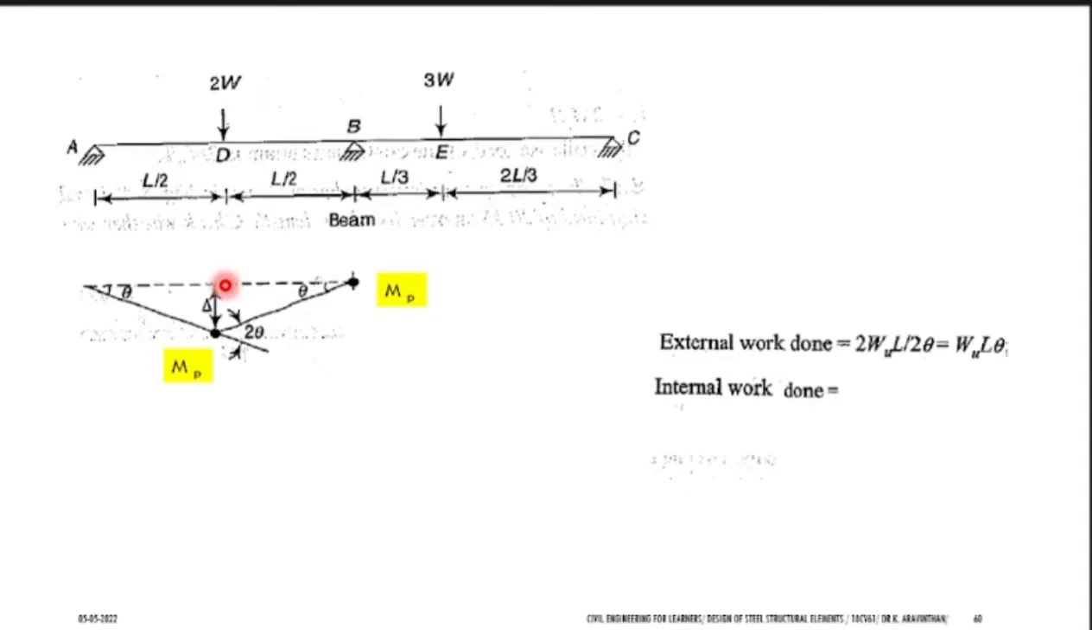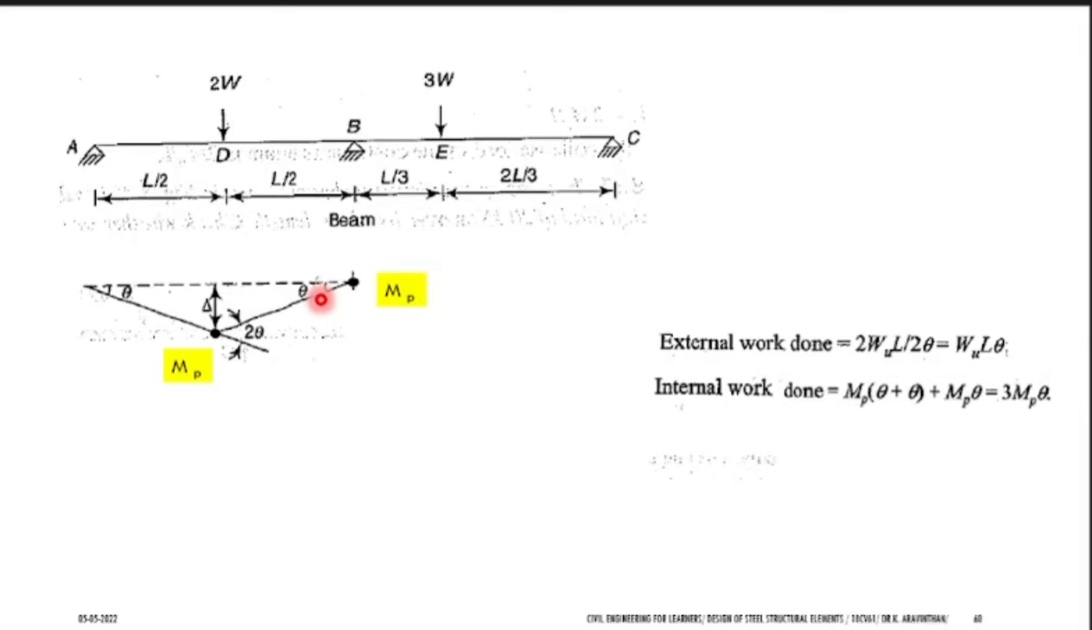What is your external work done? Load into distance. What is the load here? 2W. What is the distance? Theta L by 2. That's all. You will be getting WU L theta. Are you getting this answer? Yes. Then what about internal work done? How many MPs are here? 2 MP, and this MP into 2 theta, and this MP into theta. So 3 MP theta is your internal work done.